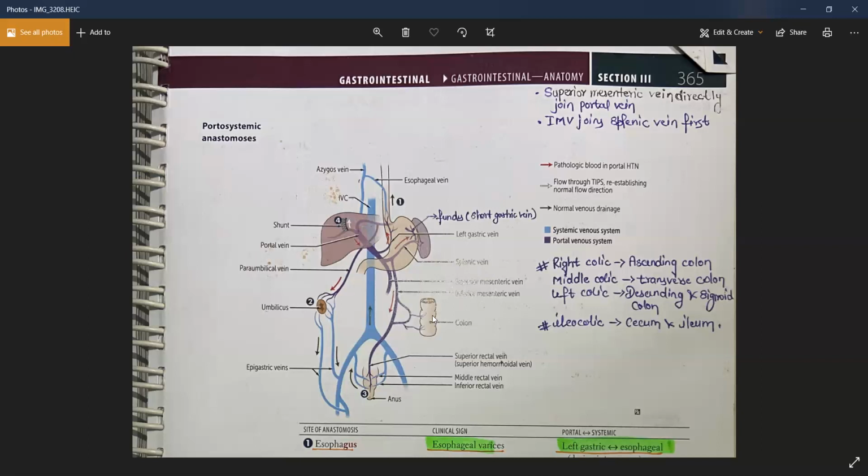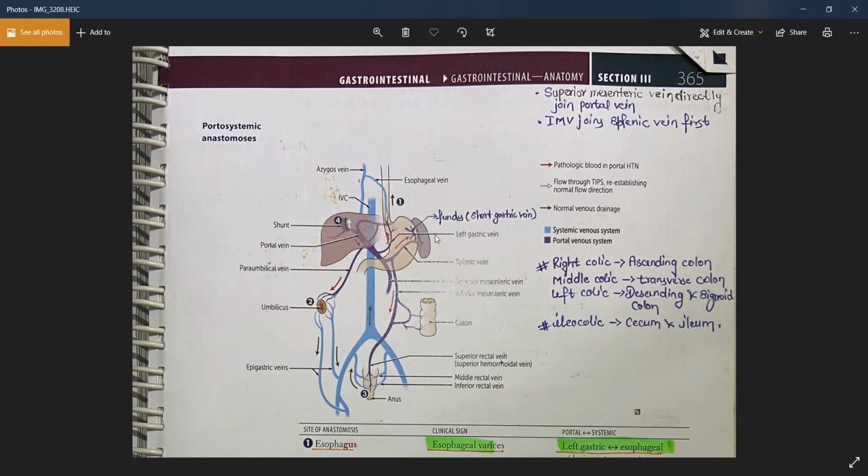Superior mesenteric vein, which means the structures of the midgut, will directly drain the blood into the portal circulation, into the portal vein. But the structures of the hindgut, which are being drained by the inferior mesenteric vein, will drain the blood first into the splenic vein, and then from the splenic vein, the blood will go to the portal circulation. So in a scenario where you have a blockage in the splenic vein, you will have edema or venous congestion in the hindgut as well as in the spleen.